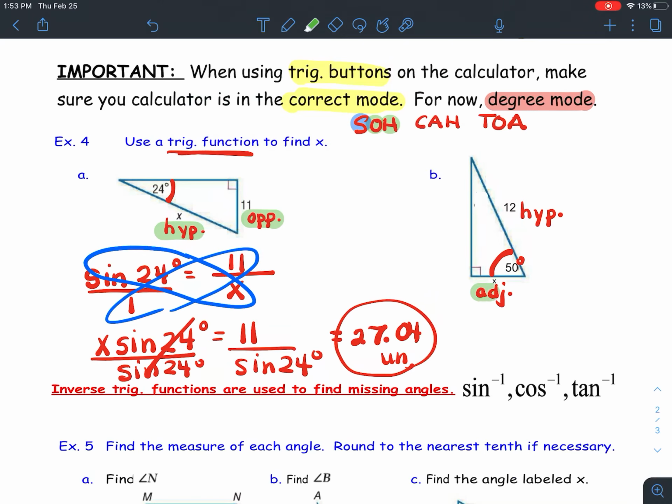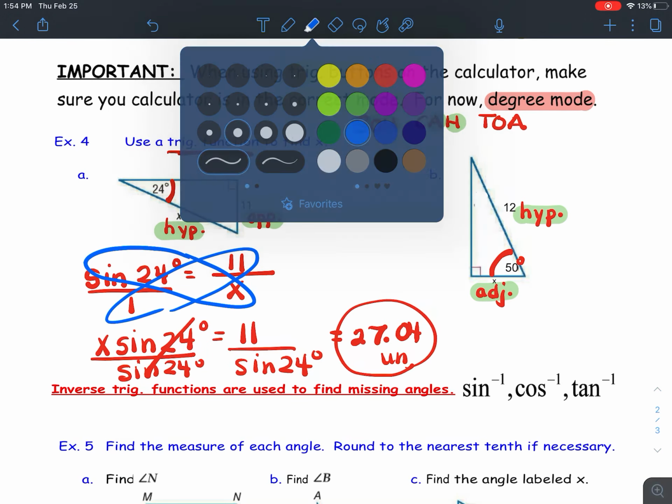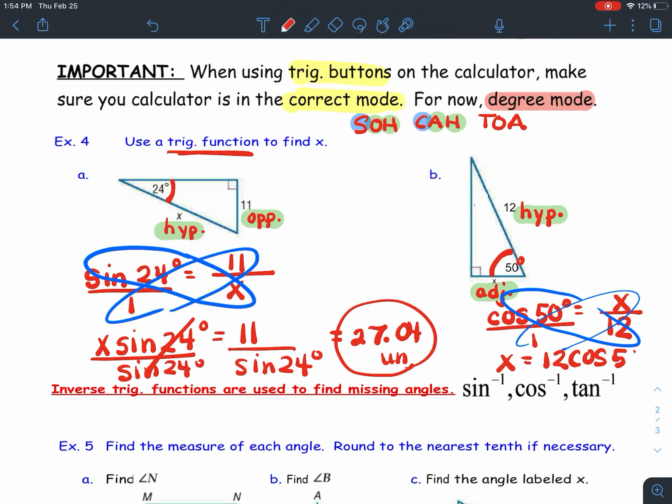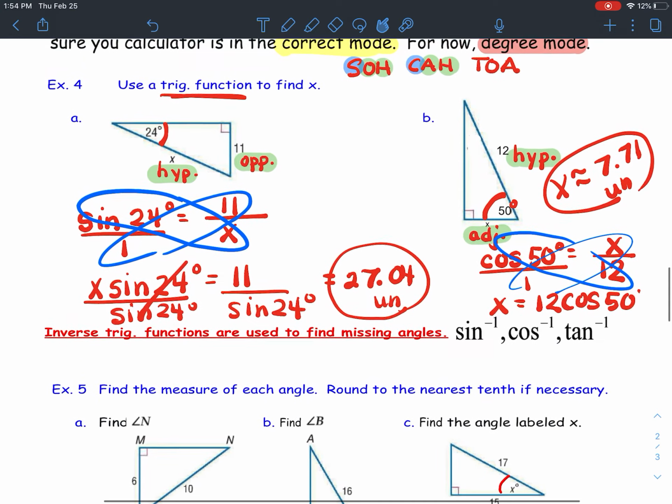Okay, so now I want to pick a trig function that's going to incorporate these two pieces together, adjacent and hypotenuse. Well, that feels like here I would want to use the trig function cosine. So I'm going to set up cosine of 50 degrees equals the fraction adjacent, the side that's x, over hypotenuse, the side that is 12. Okay, again, I'm going to go ahead and cross multiply here. So I'm going to end up with x equals 12 times cosine of 50. That's what I'm going to type into the calculator. Okay, and when I type that in, I'm just going to put my answer right up here. 7.71 units would be the length of side x there.